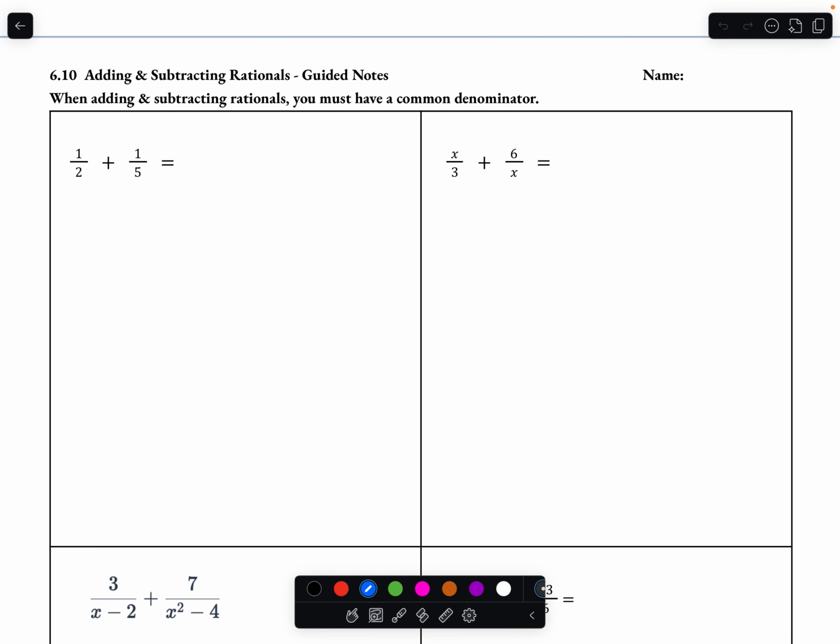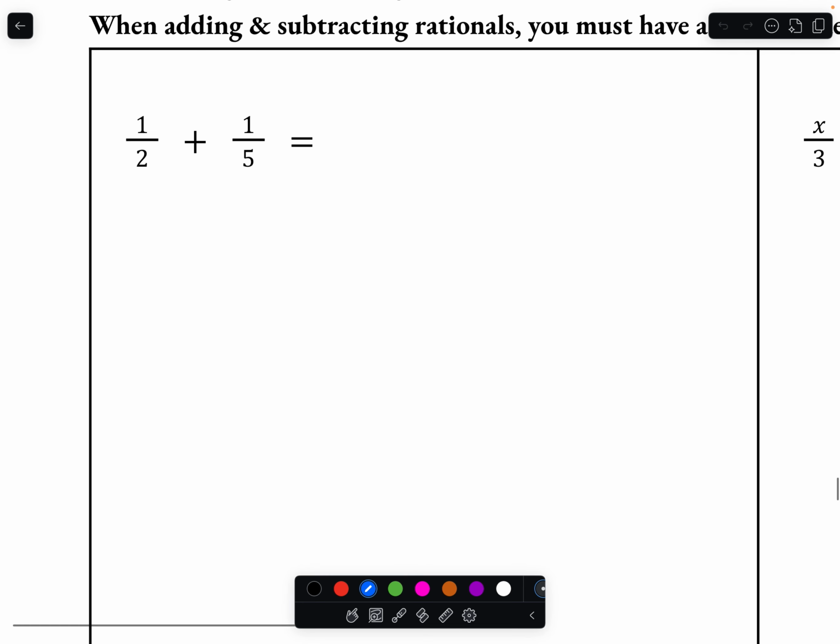All right, well, let's take a look at adding and subtracting rational numbers. Okay, so first of all, let's just start with two rational numbers before we move on to polynomials.